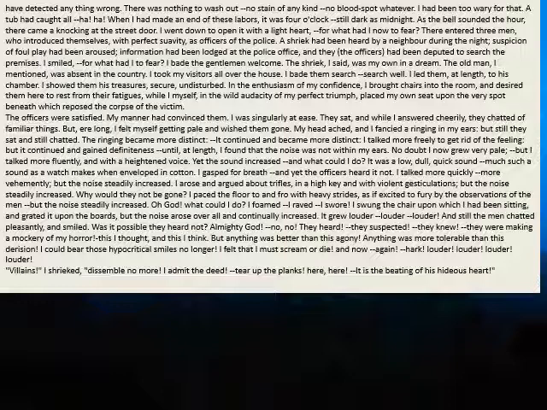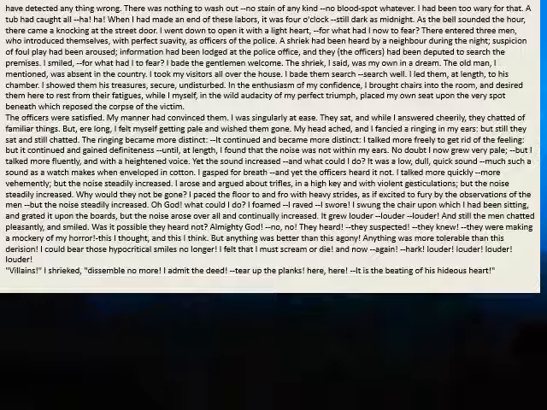Oh God, what could I do? I foamed, I raved, I swore. I swung the chair upon which I had been sitting and grated it upon the boards, but the noise arose over all and continually increased. It grew louder, louder, louder, and still the men chatted pleasantly and smiled. Was it possible they heard not? Almighty God! No, no, they heard, they suspected, they knew. They were making a mockery of my horror.